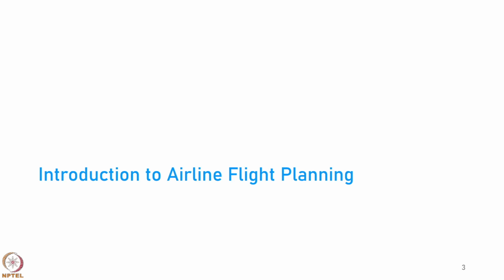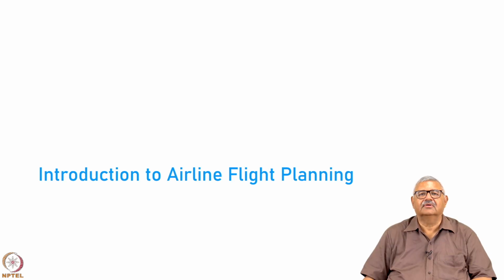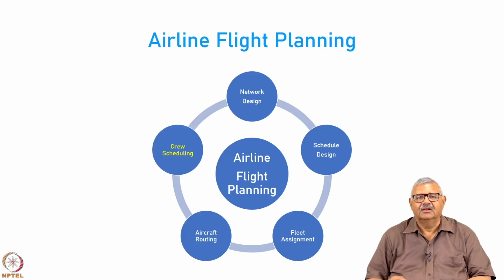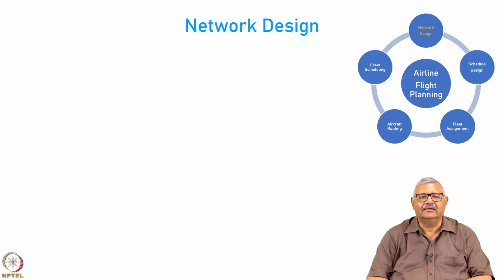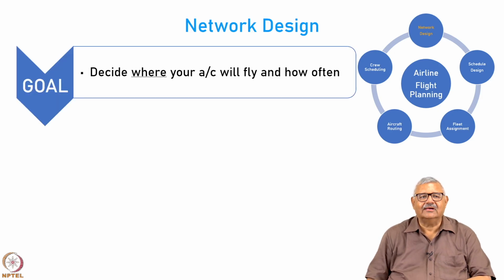Let's start with an overview of airline flight planning, because crew scheduling is the last part of this particular activity. So airline flight planning consists of these 5 connected but independent activities. We will look at them one by one. First, let us look at network design. By network design, we mean deciding where an airline's aircraft will fly and how often it will fly. That is the goal of network design.